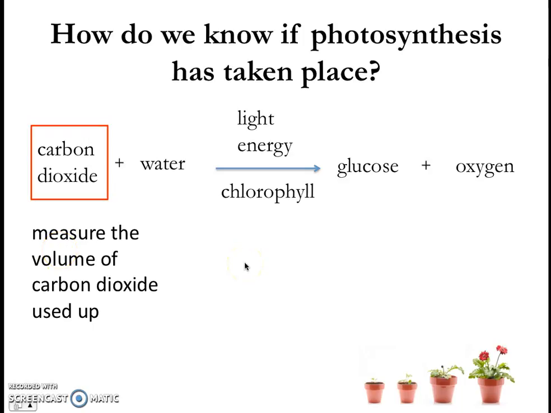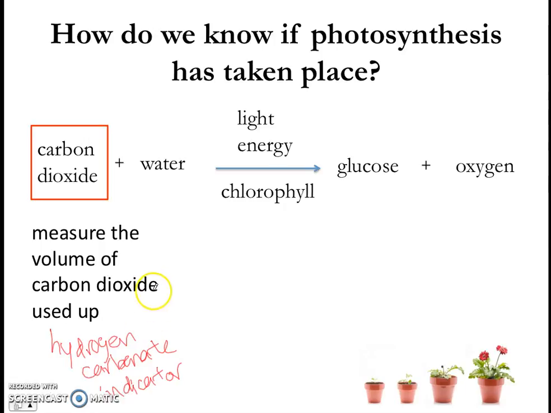Now there is a way of measuring carbon dioxide being used up, and that's through using an indicator called hydrogen carbonate indicator. This indicator basically changes color as carbon dioxide is being used up. Okay, go read up more about it in your own time. I'm not going to be talking about it much more.